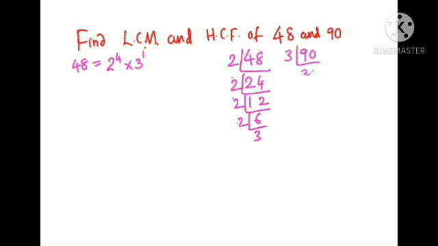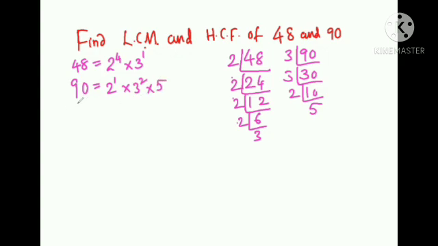Now 90 can be divided by 3 also. So take 3: 3 threes are 9, 0. 3 ones are 3, 3 0 0. Now it is divisible by 2, 2 fives are 10. So 90 can be written as 2 power 1 only, 3 power 2 and 5.